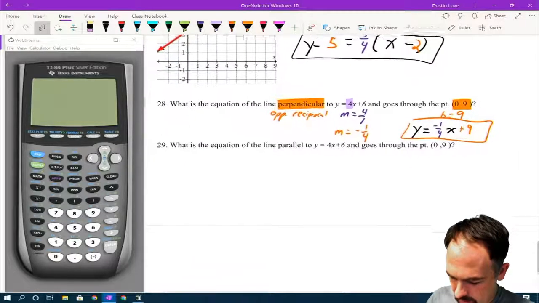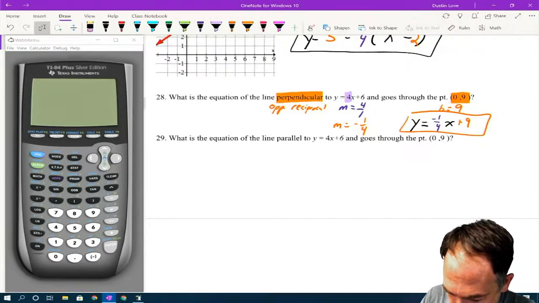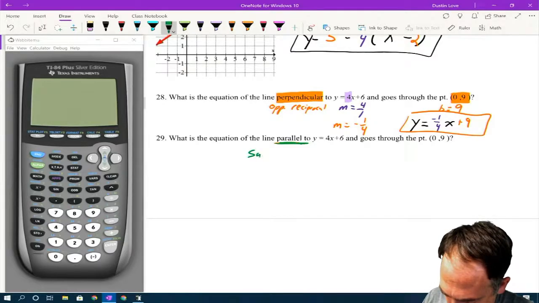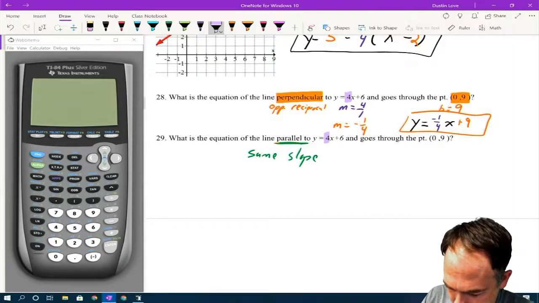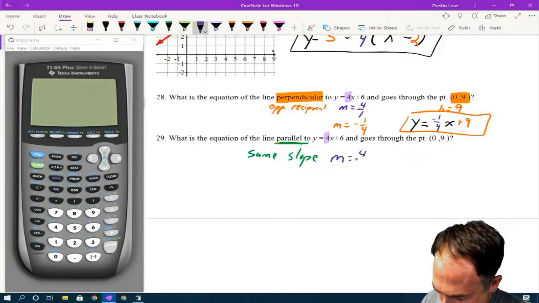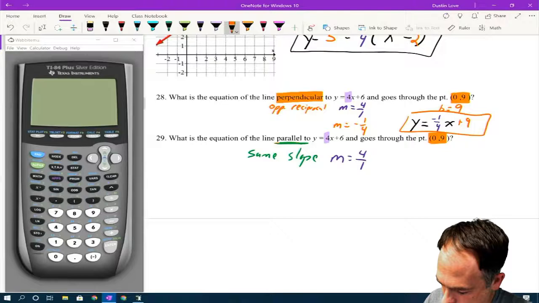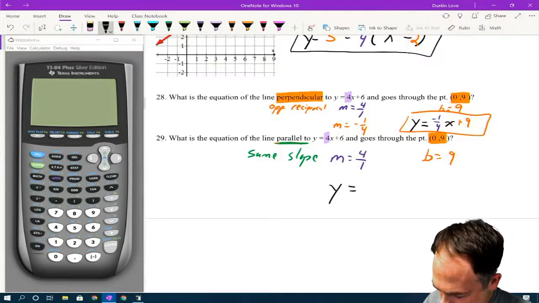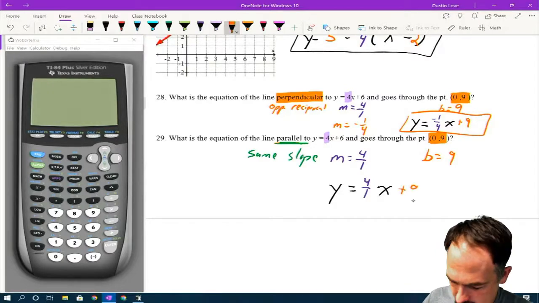All right. Last problem. What is the equation of the line parallel to? Now, parallel to means same slope. So I look at this and I see that my slope is 4/1. Now I've again got that exact same y-intercept as before, so my b value is 9. And so I've got the equation y equals 4/1 x plus 9.